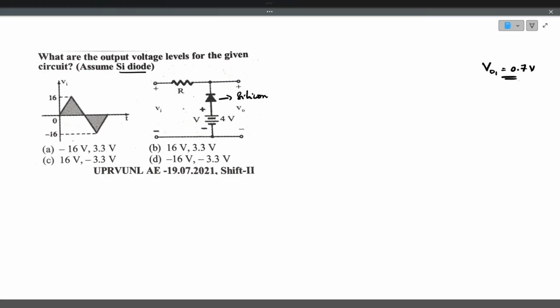Now you see the input signal is a triangular waveform. The positive peak voltage is plus 16 volt. The negative peak voltage is minus 16 volt. So we will analyze this in two cases. In case 1, we will consider the positive half cycle. Let's read out the circuit: the resistance, diode, and the reference voltage, that is 4 volts.